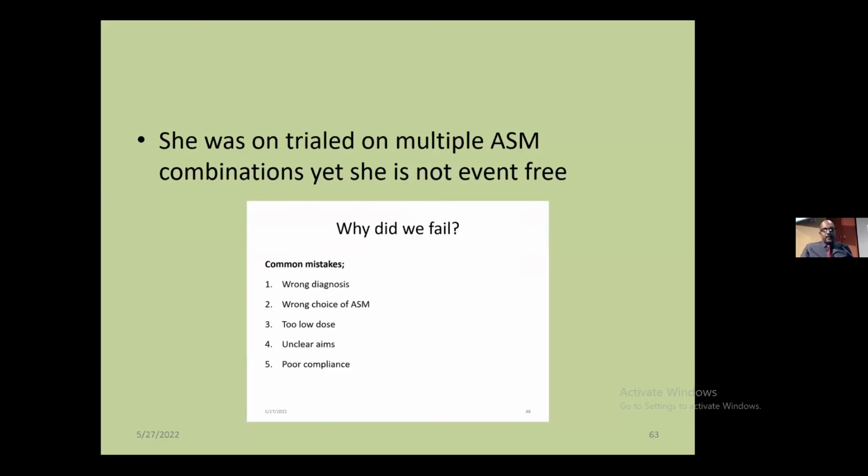She was trialed on multiple anti-seizure medication combinations, yet she is not event-free, and we have excluded all of what we mentioned before. So what is the diagnosis? What do you think? Where are we heading?